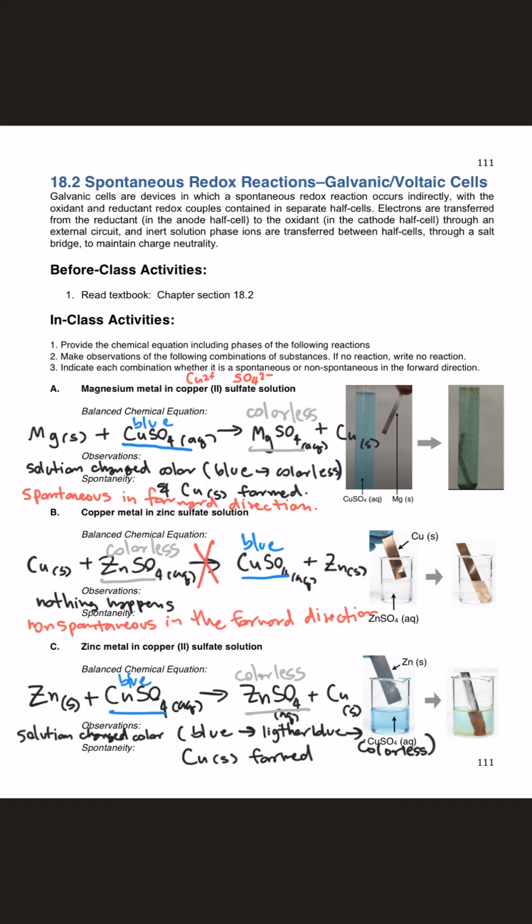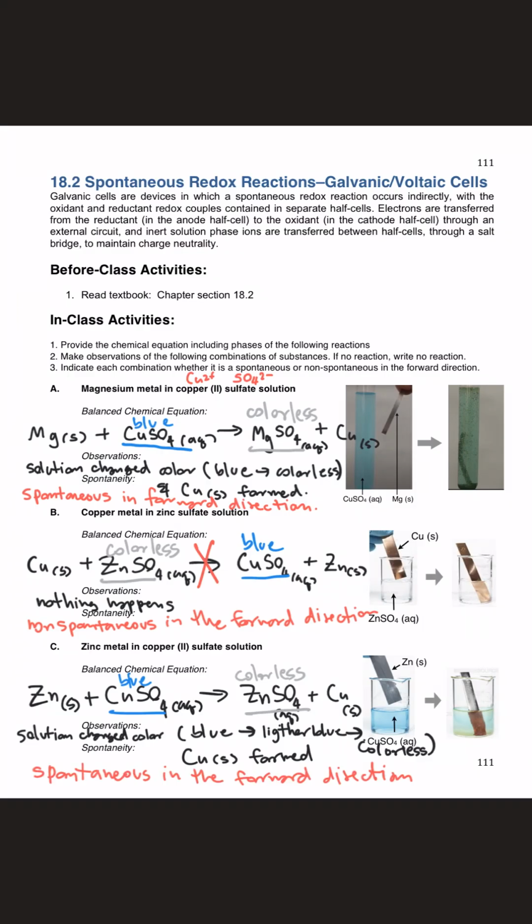Therefore, this redox reaction is considered to be a spontaneous redox reaction in the forward direction, because when these two react, it's going to proceed forward toward the product to form more of the product. Okay, so it would be spontaneous in the forward direction.